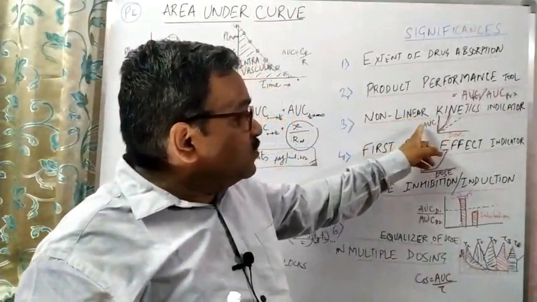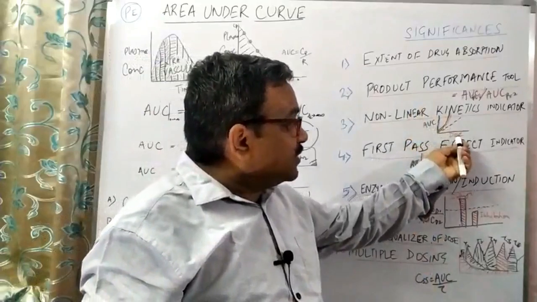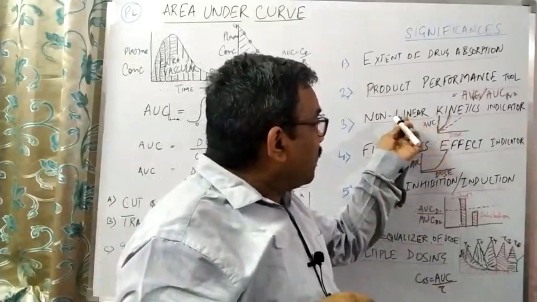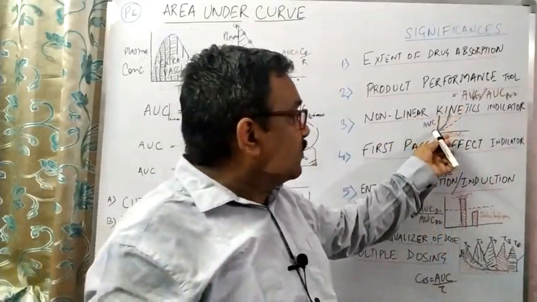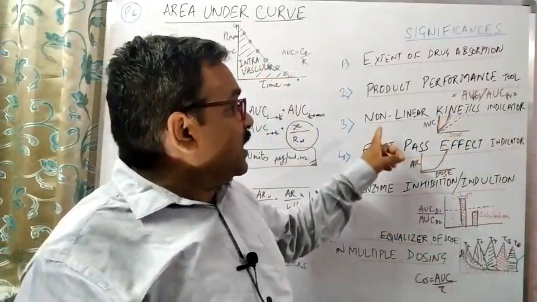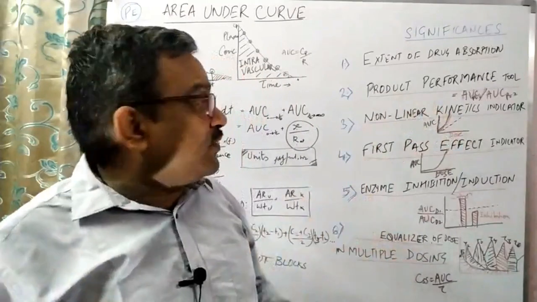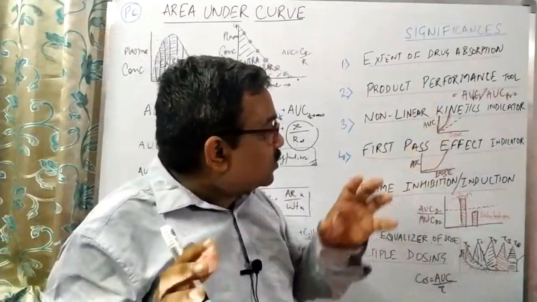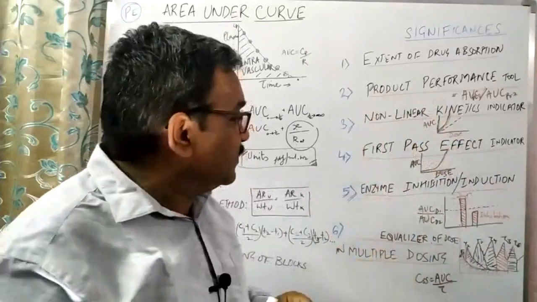But if the AUC has not increased, in that situation we can say the AUC and dose relationship is not following linearity, and for nonlinear kinetics this is curvilinear, slightly changed, and this slight change will give us information about the nonlinear kinetics of the drugs. How can we come to know it? We will come to know through the AUC measurements. So the AUC and dose plot is varied.